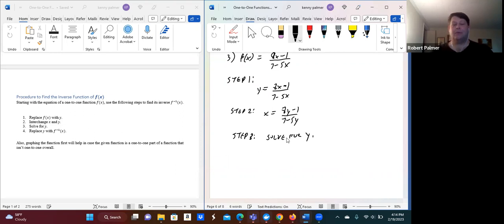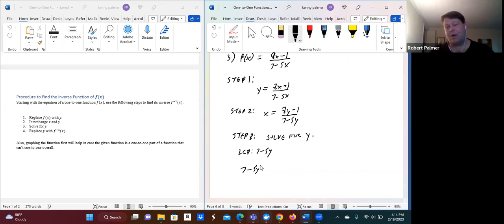Solve for y. Now, if you remember, hopefully you've seen, this is basically a rational equation. Hope you've seen how to solve those. So basically what you want to do is find the least common denominator. If you have variables in the denominator, that denominator is the only denominator, so it will simply be 7 minus 5y. Now what I'm going to do is multiply both sides by that.